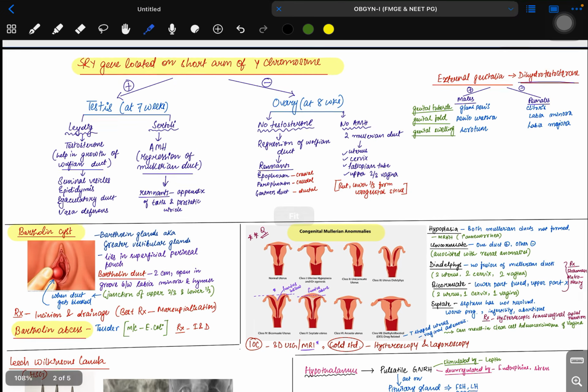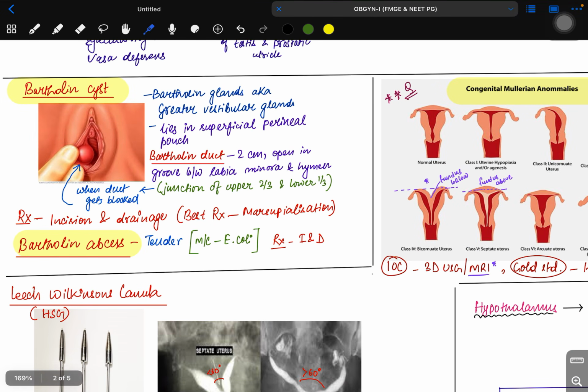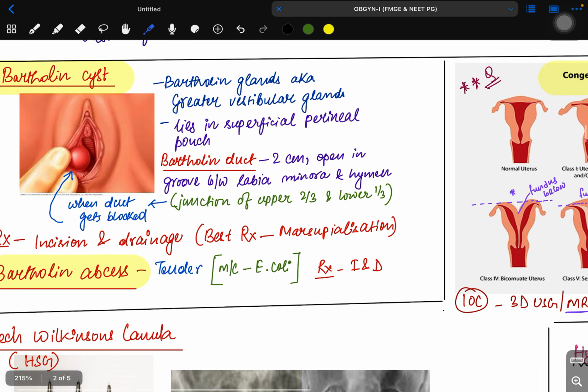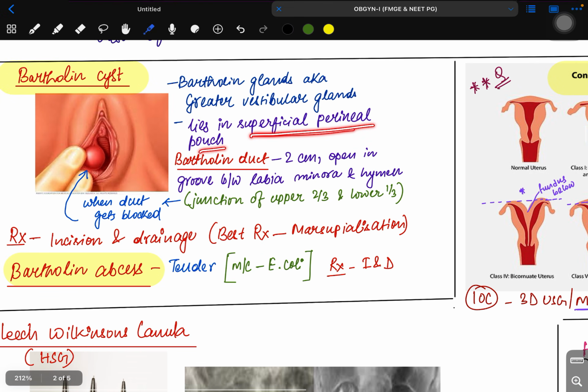Now coming to the Bartholin cyst. Bartholin cyst is very, very important. Here you can find the image of the Bartholin cyst. The Bartholin glands, also known as the greater vestibular glands, lie in the superficial perineal pouch. Okay, the location for the Bartholin glands is the superficial perineal pouch.